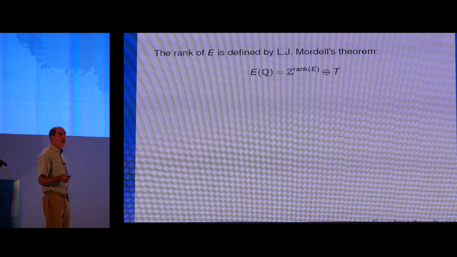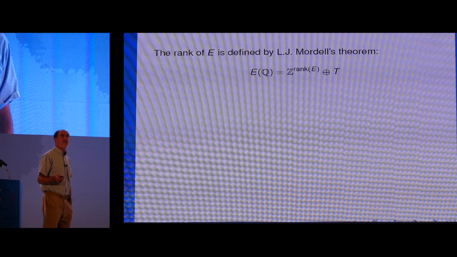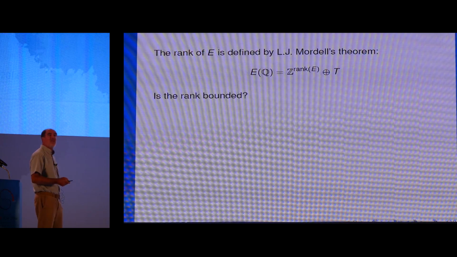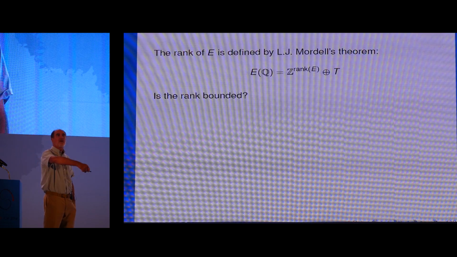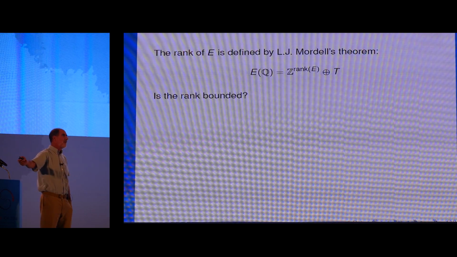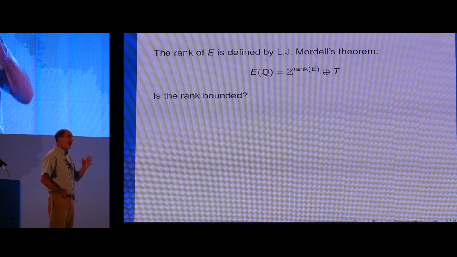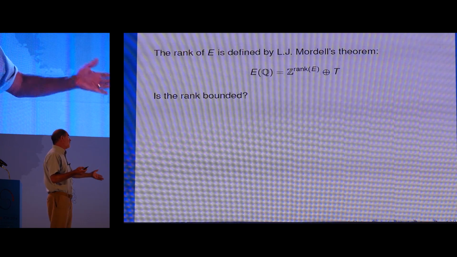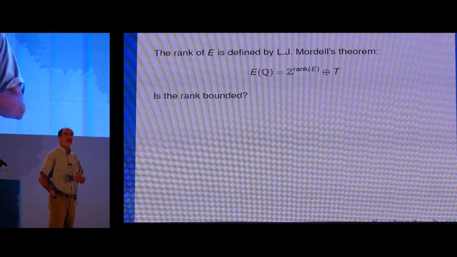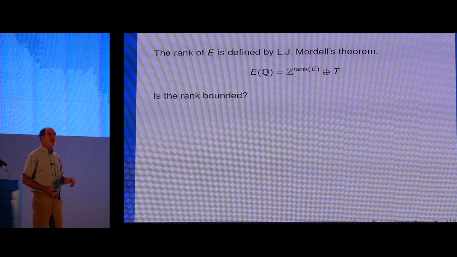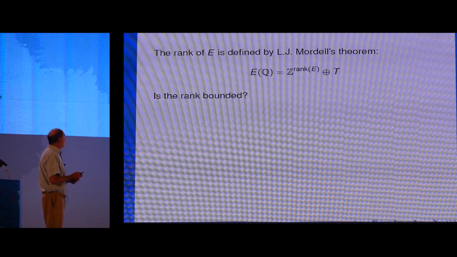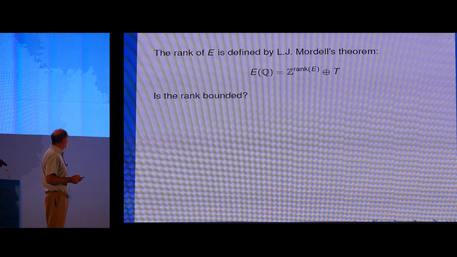When the rank is 0, that means it's a finite number of solutions. When the rank is positive, an infinite number. So is the rank bounded, for example, if we look at all elliptic curves over the rational numbers? The answer is that no one knows. There are people who believe it's bounded. There are people who believe it's unbounded. The current record is held by my colleague Noam Elkies, who found an amazing curve of rank 28.